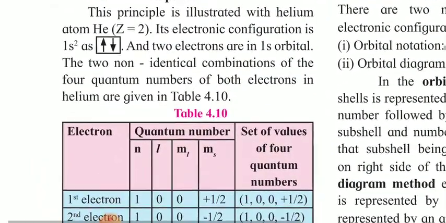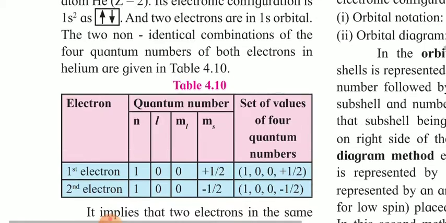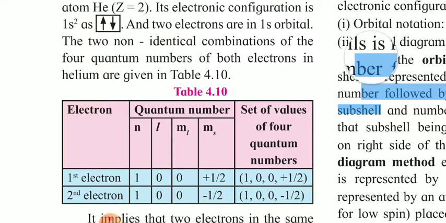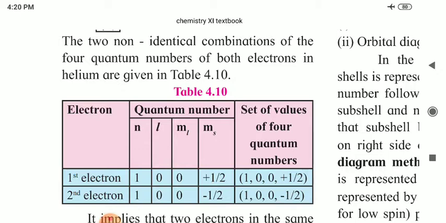Look at this. This principle can be illustrated with the helium atom, which has atomic number 2. Its electronic configuration is 1s2. Look at this table 4.10, students. You will understand what this principle states. If we look at the electrons present in helium, these electrons have the identity.